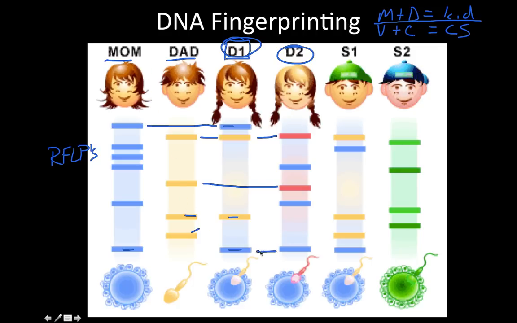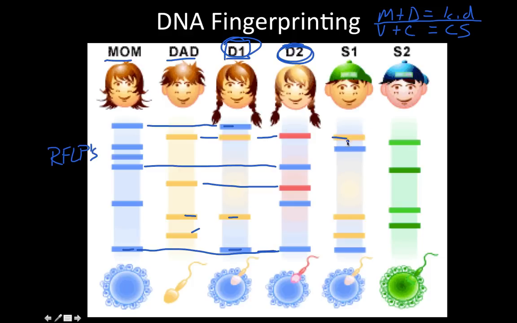Even though this band matches up perfectly, and even though this band matches up with that one, even though those bands match up, because we have these different ones, daughter number 2 is not the child of mom and dad.